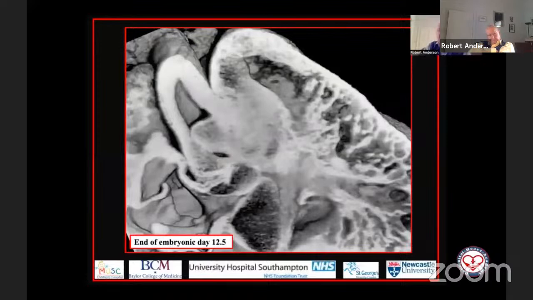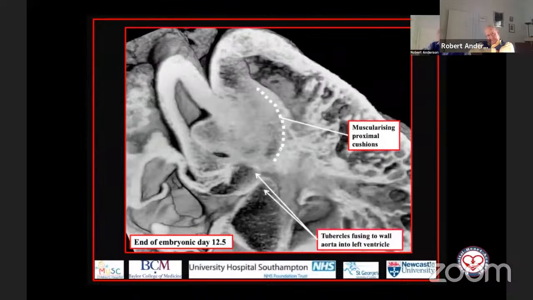It's an oblique subcostal cut. It's towards the end of embryonic day 12.5. The tertiary foramen has almost but not quite been closed. There you can see what's happening to those proximal cushions that built the shelf in the roof of the right ventricle. They are muscularizing. If development proceeds normally, those muscularizing cushions will become the freestanding subpulmonary infundibulum. But there are those tubercles.